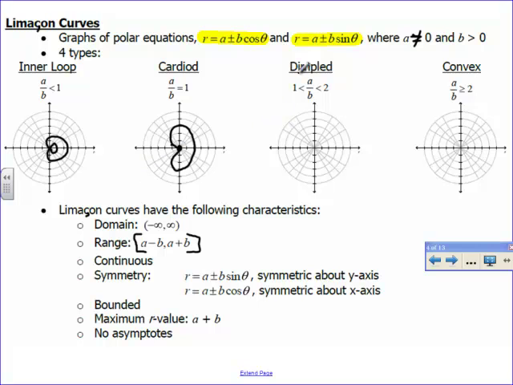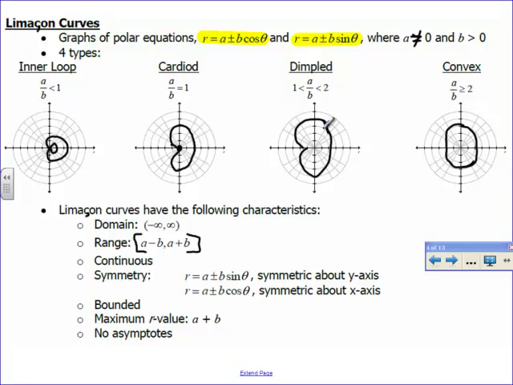Dimpled is the same idea. So if A over B is between 1 and 2, it's the same idea as cardioid, except that dimple does not necessarily occur on 0, 0. It occurs off of the 0, 0. Okay? And then finally, convex kind of just looks like you flattened it out. So it's going to be just a little kind of flat surface before it starts to round back out. So it kind of looks like an oval if you look at it on a graph.